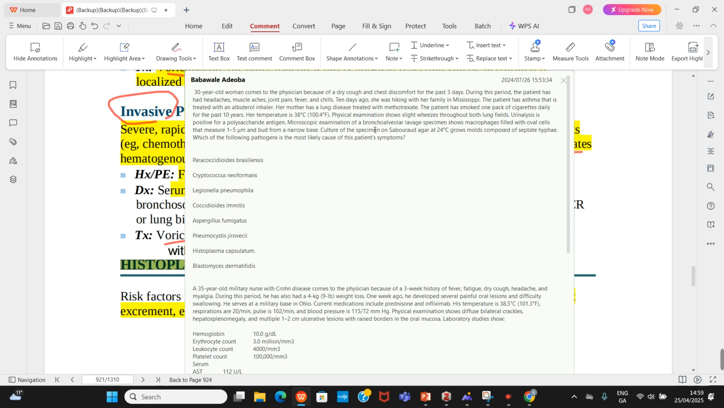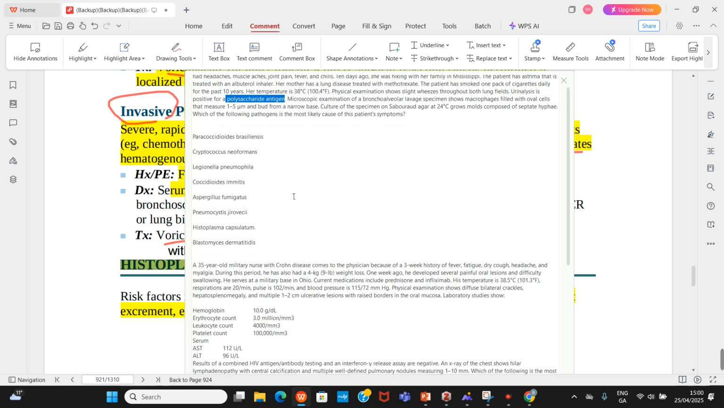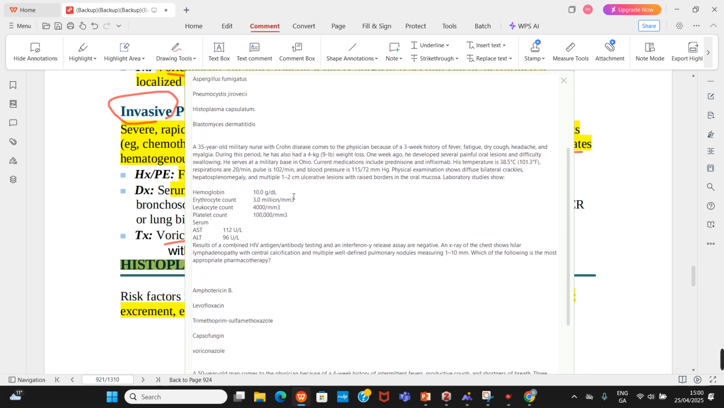Microscopic examination of the bronchoalveolar lavage specimen shows macrophages filled with oval cells that measure 1 to 5 micrometers and bud from a narrow base. Culture of the specimen on Sabouraud agar at 24 degrees Celsius grows molds composed of septate hyphae. Which of the following pathogens is most likely the cause of this patient's symptoms? Anybody? Histoplasmosis. Histoplasma. So we have everything pointing towards Histoplasma here. So don't forget the urine test. What you are testing for is a polysaccharide antigen. So let's look at this, then we move.